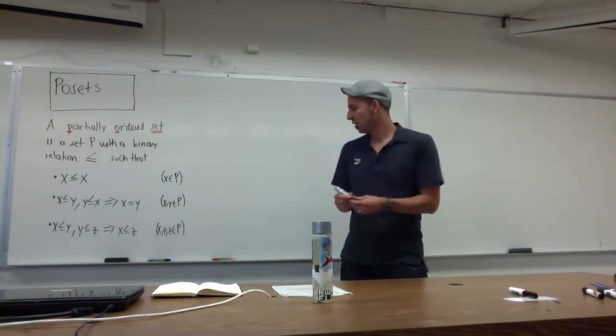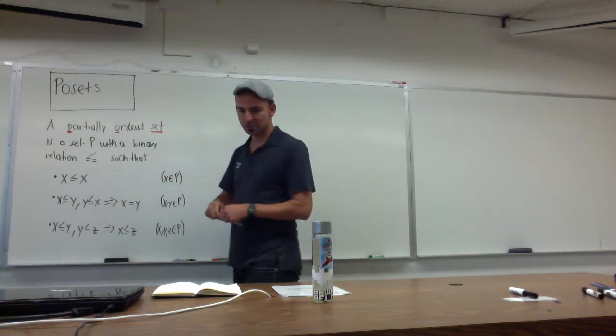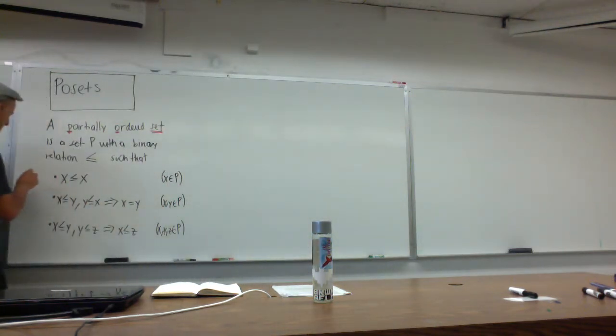Okay. So these properties all have names. This is the reflexive property. This is the antisymmetric property. Antisymmetric because in relations that are symmetric, you have this if and only if this, and here it's the opposite of that. You never have x less than y and y less than x. And then this is called transitivity.